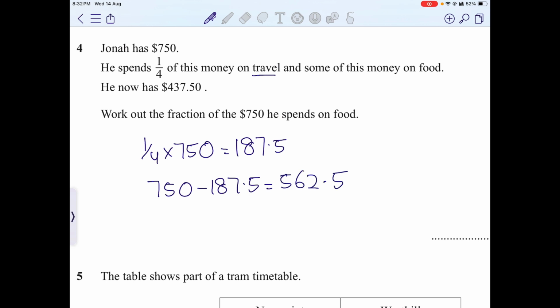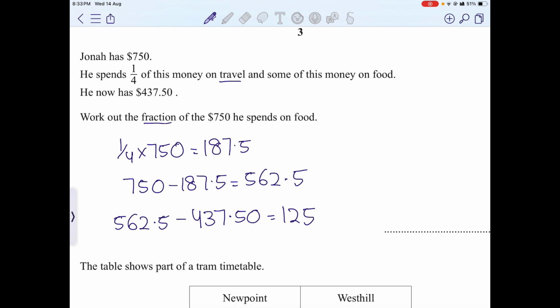So when he had this amount, after he spent money from this 562.5, he got 437.5. So 562.5 minus 437.5, when you subtract them, you would get 125. So this is the amount of money spent on food. Now read carefully the fraction. So 125 over 750, simplified, will give you 1/6.